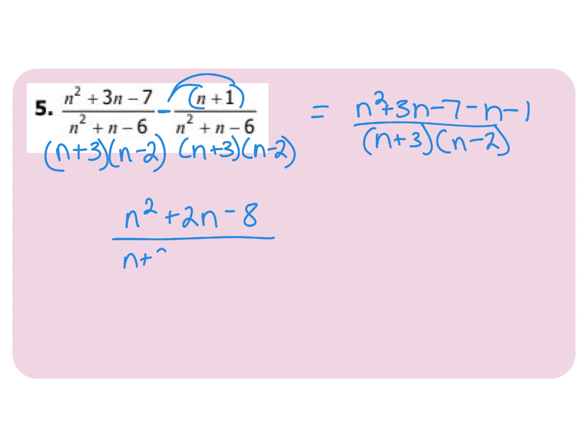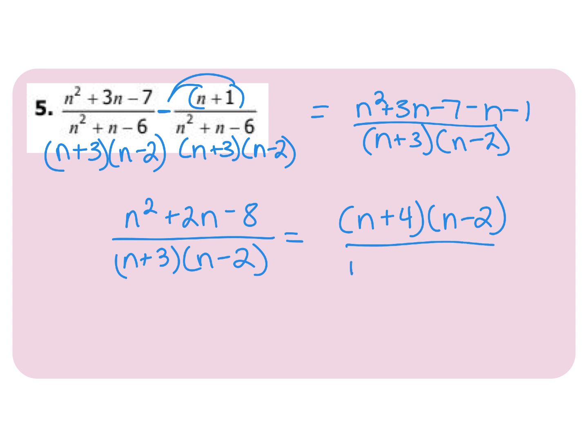Okay, but we know, like everything else, we have to factor everything. The bottom's already factored, so that's good. But we look at the top, we know we can do X method there. Okay, and when you do that, you're going to end up with n plus 4, n minus 2. Again, I'm not drawing out the X method because we should be pros at that by now. But if you have a question on that, please ask somebody around you.